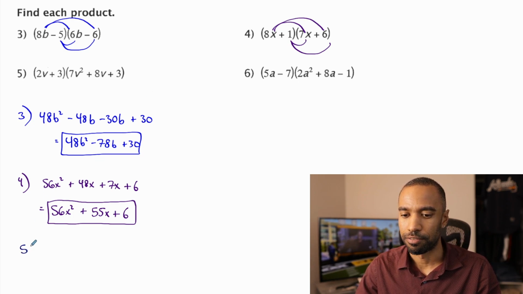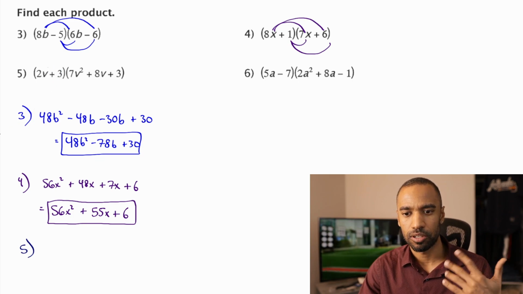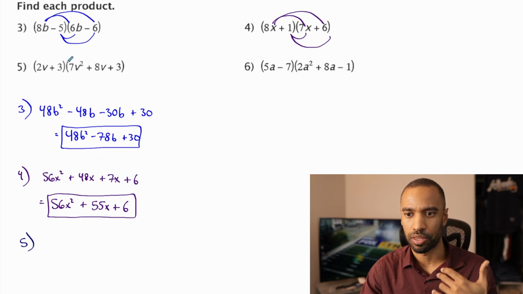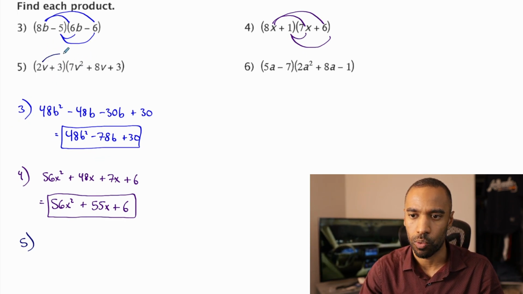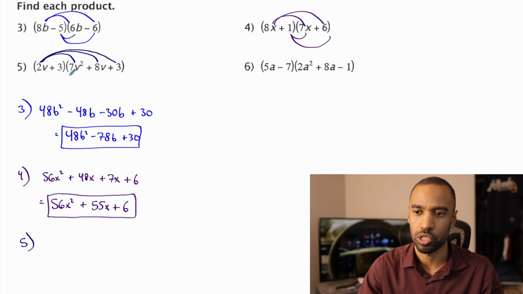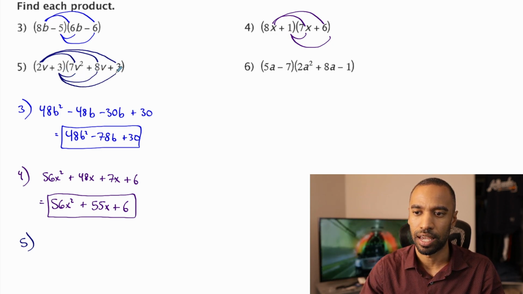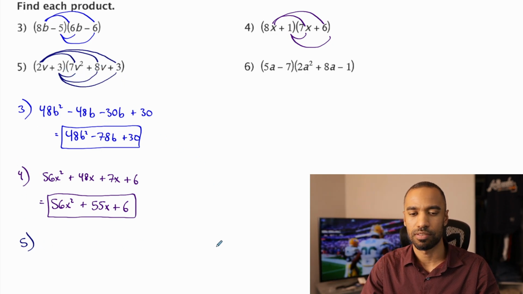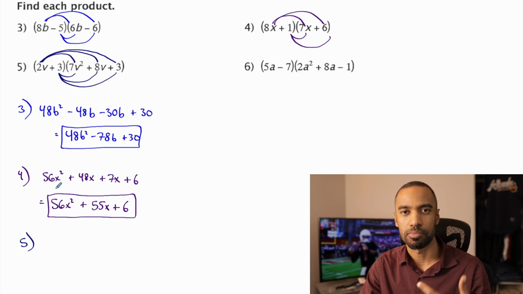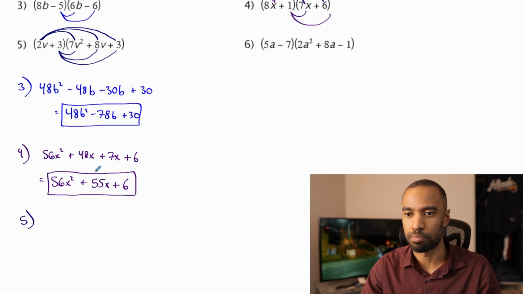Number 5. Number 5, no longer FOIL. It's a binomial times a trinomial. We have to make sure that, of course, we multiply each term in one quantity by every term in the other quantity. So 2v will multiply with the 7v squared, the 8v, and the 3. And the 3 will multiply with 7v squared, 8v, and 3. So I'm definitely going to write all 6 of these terms out, and then I have to combine like terms after and keep it in standard form, as we would before. Just a little bit more to organize.